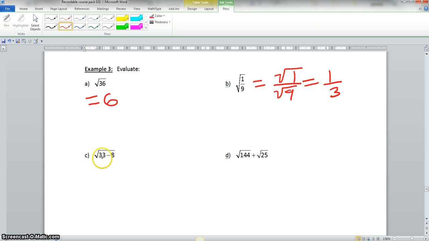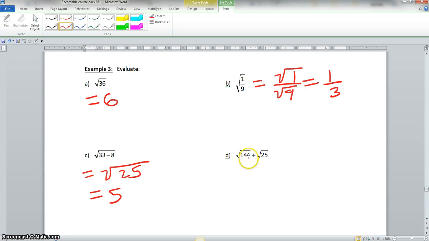Now we go here to C. The square root of 33 minus 8. Now, whenever you have terms with an operation separating them, like you had 33 minus 8 here, under the radical, you perform this operation first, then you do the radical. So it'll be the square root of 33 minus 8 is 25, and the square root of 25 is 5.